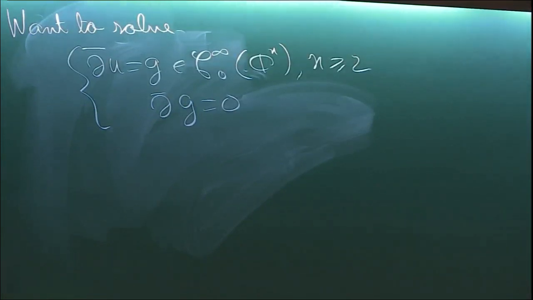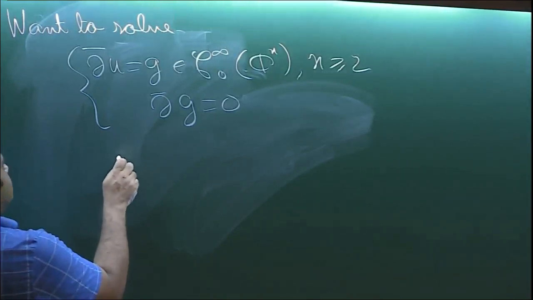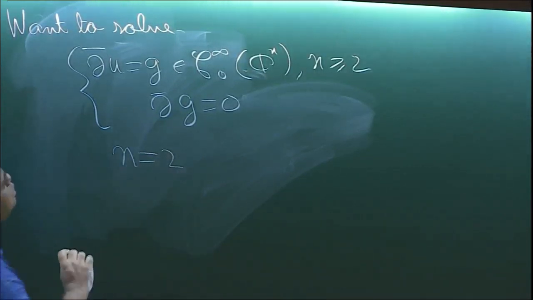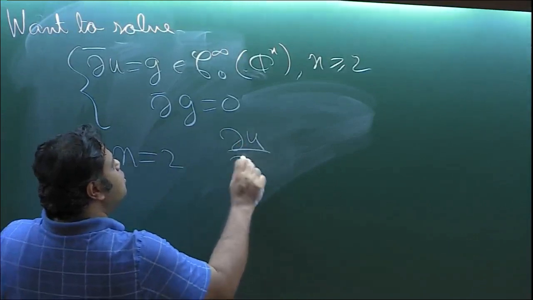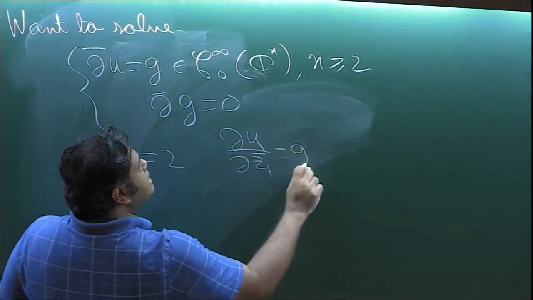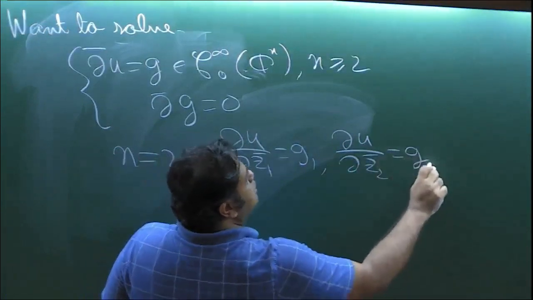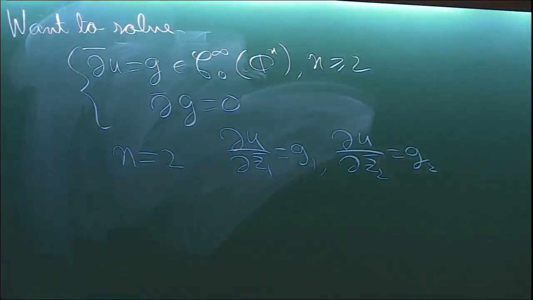Well, there's an obvious thing to do. Since I don't really know how to do it in several variables, I'll just do it in one variable. So for simplicity, let's just take n equal to 2. So I have just two equations: du over d z1 bar is g1, and du over d z2 bar is g2. Nothing is lost by considering only two variables.